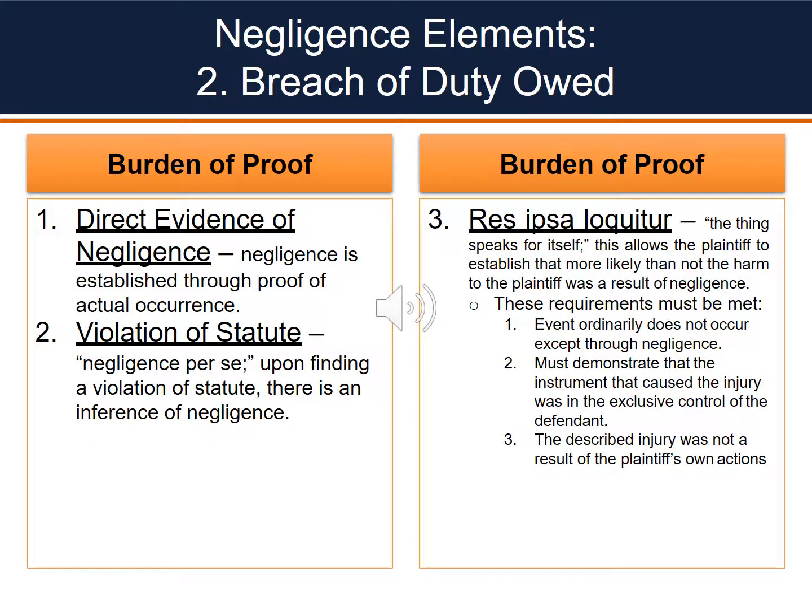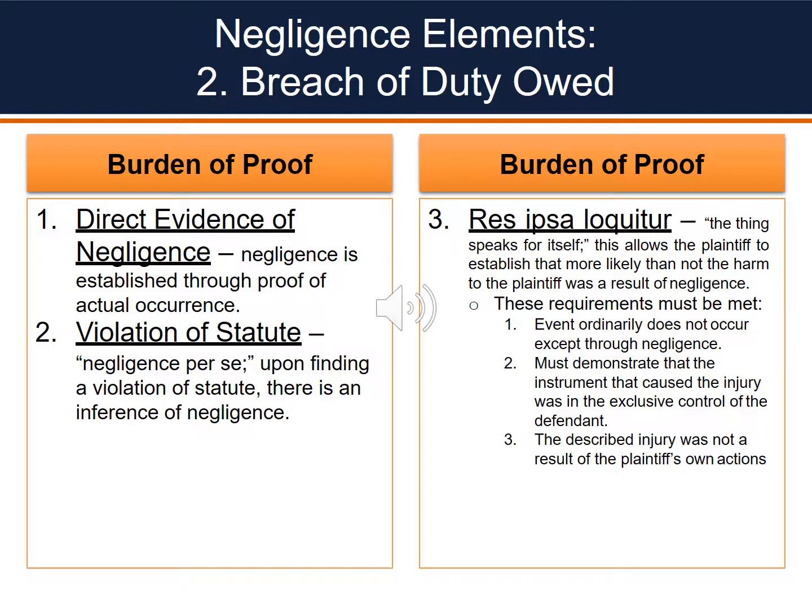Now that we've established our first element of negligence as duty of care, let's make note of our second element, breach of duty owed. That is, did the party that owed a duty of care, did they breach that duty? There's 3 burdens of proof to indicate that the duty was indeed breached. First, there's this notion of direct evidence of negligence. Negligence is established through proof of the actual occurrence.